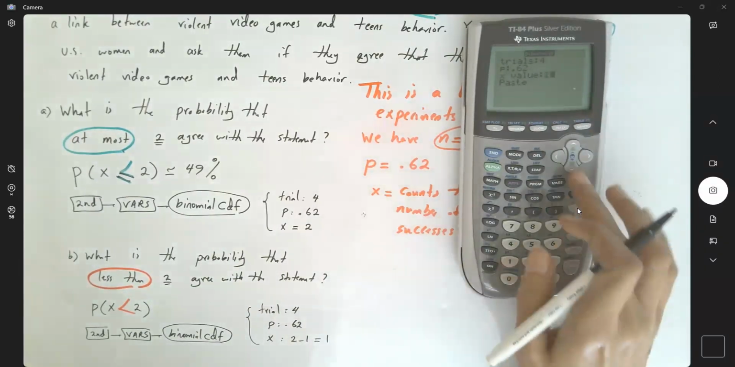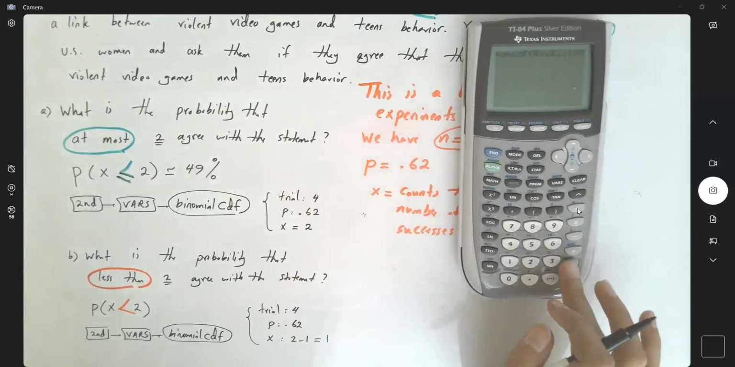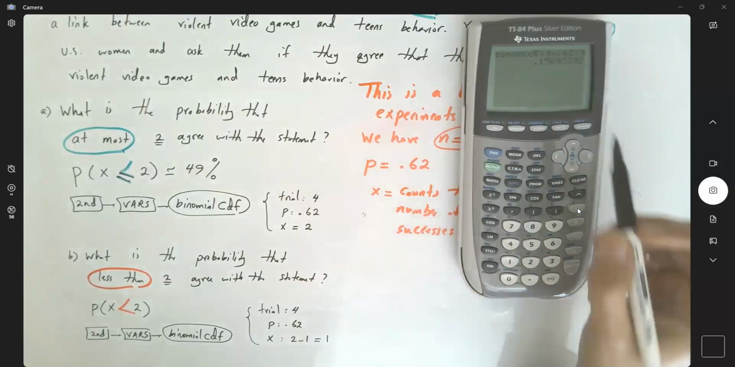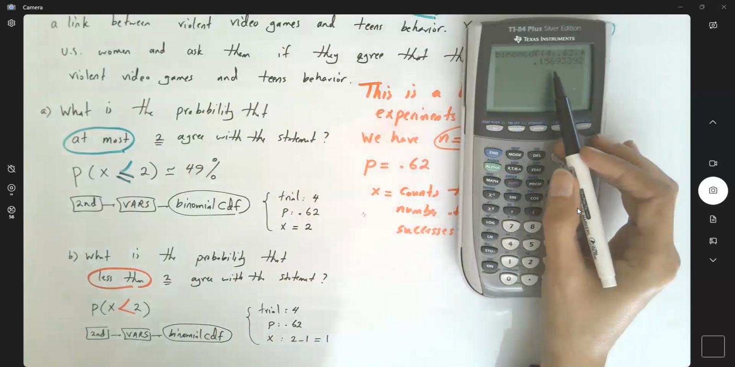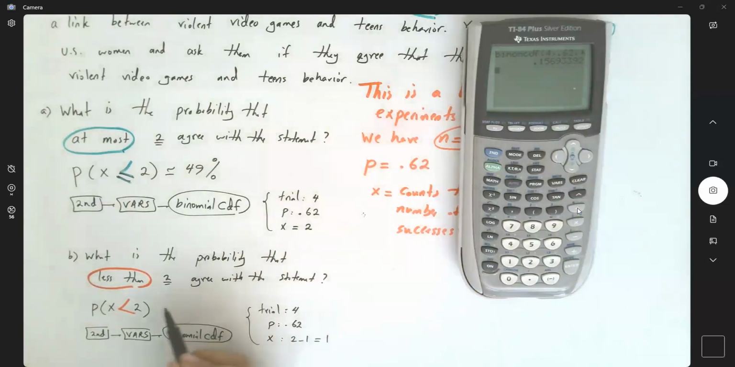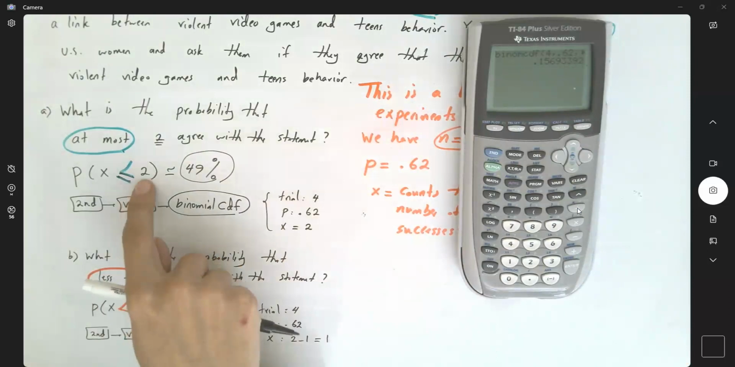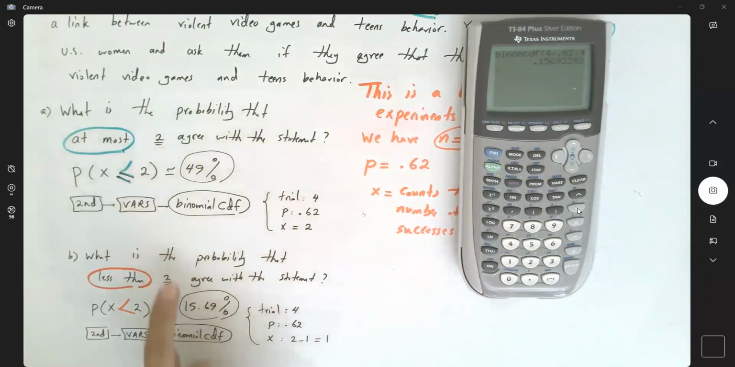So we're going to enter 1 and then go to paste and do the calculation. It gives you 15.69%. So see the difference between them? If it includes 2, you get about 50%. But if it's less than 2, 2 is not included. So you get 15.69%, or 16% if you want to round this.